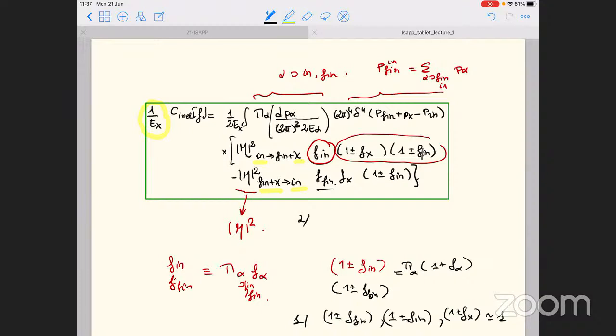I'm going to assume that CP is invariant. So I'm just going to refer to M squared, the amplitude squared summed over initial and final states. So there is absolutely no averaging here. The M squared for in going to fin plus chi and fin plus chi going to in are just simply equal. These are the assumptions I'm going to make for the rest of the lectures.